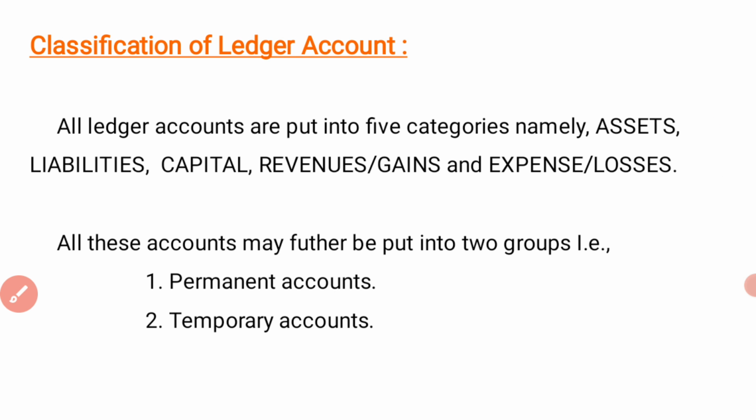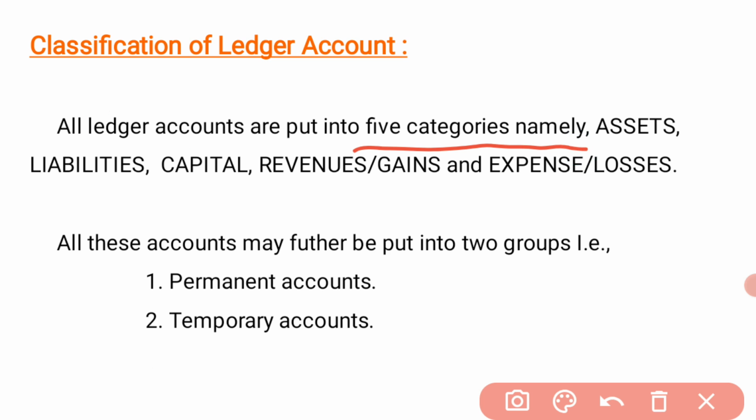Next, classification of ledger accounts. All ledger accounts are put into 5 categories, namely asset, liabilities, capital, revenue or gains, and expenses or losses. These 5 categories we have already studied while studying the rules of debit and credit.